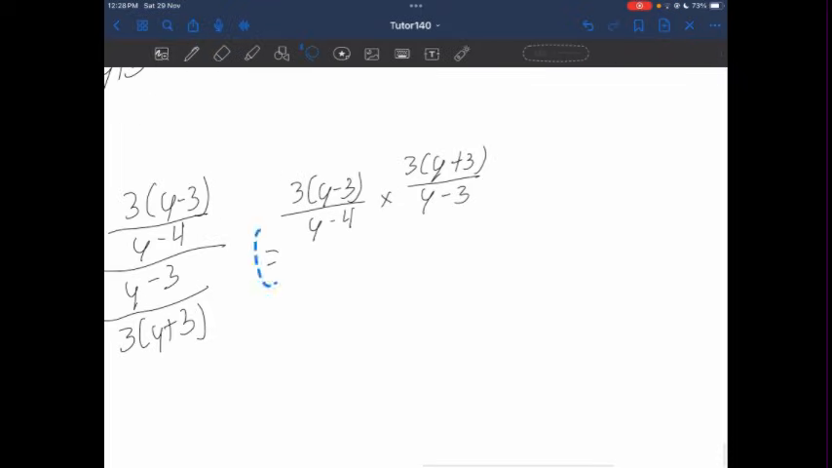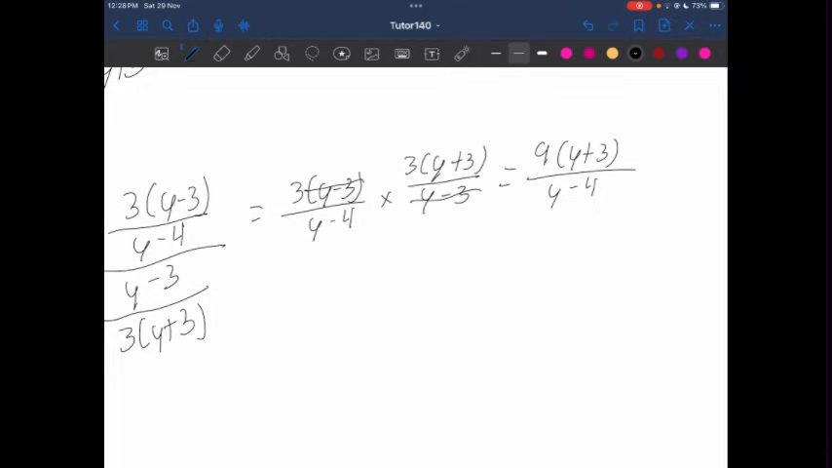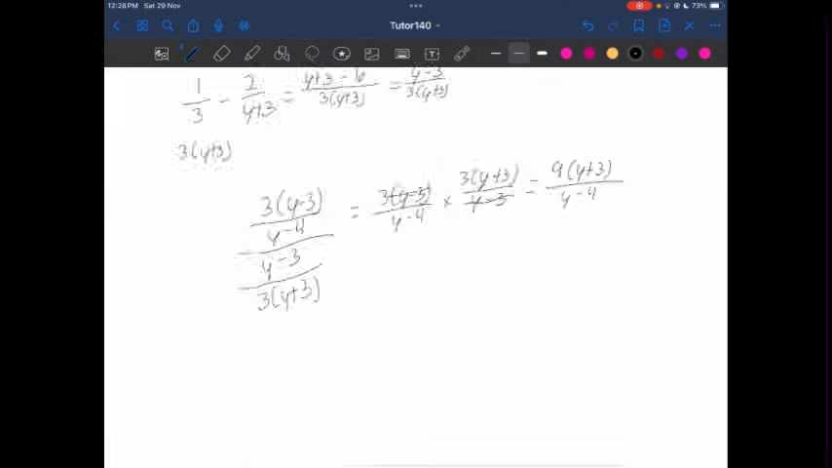So we're going to cancel this and this. That's just going to leave us with 9, because 3 times 3 is 9, (y plus 3) over (y minus 4). And that's our final answer.